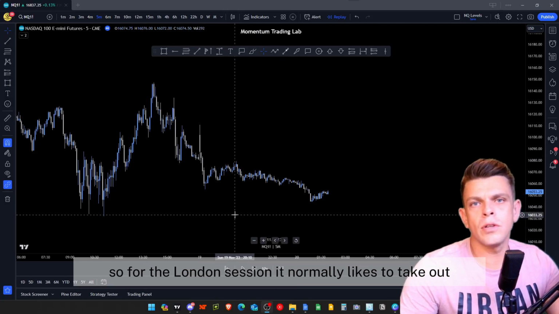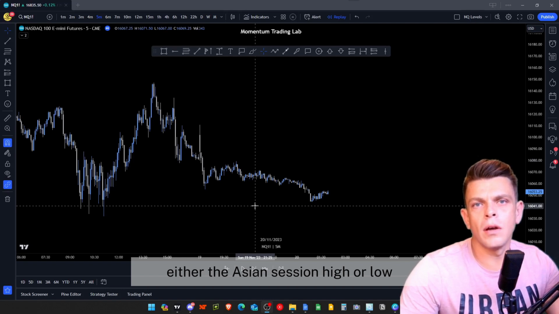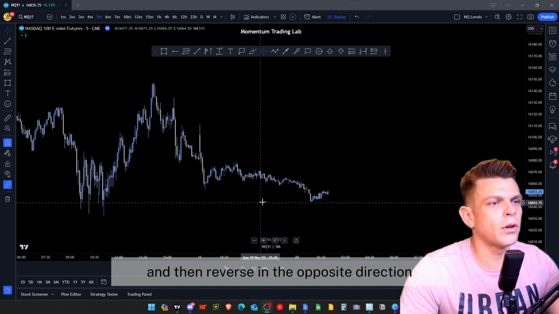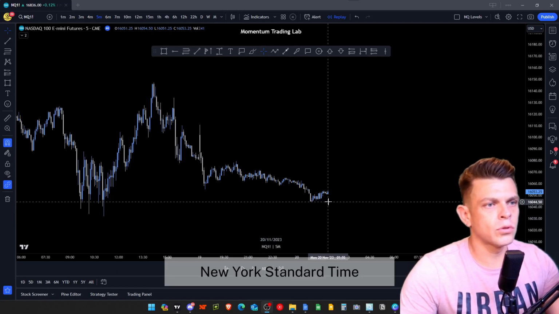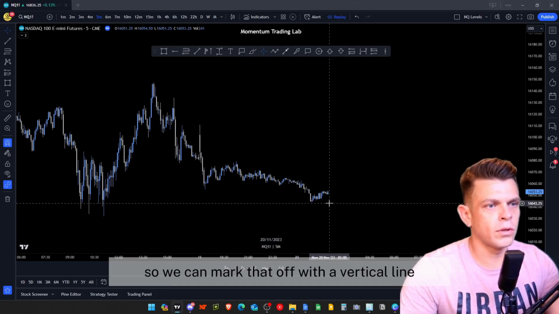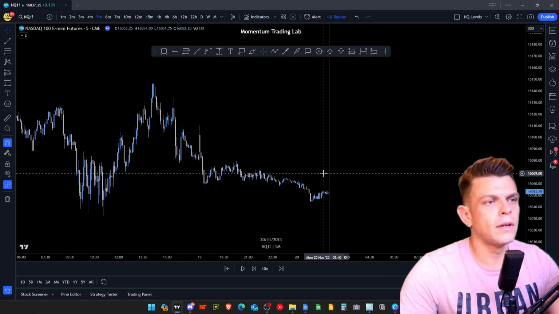For the London session, it normally likes to take out either the Asian session high or low and then reverse in the opposite direction. The London kill zone starts at 2 a.m. New York Standard Time, so we can mark that off with a vertical line. All right, so that just shows us the start of the London kill zone.